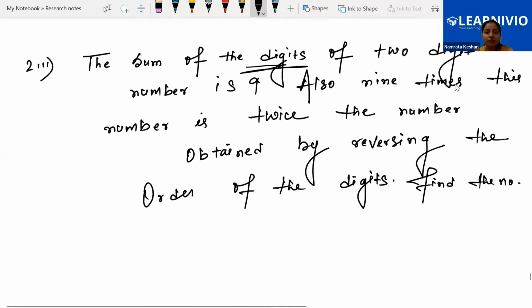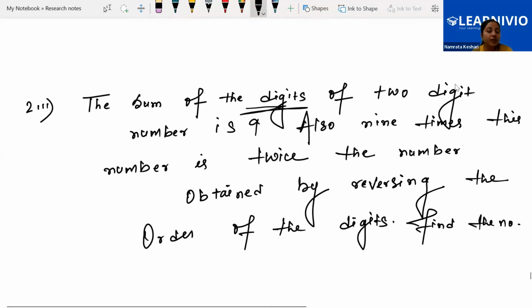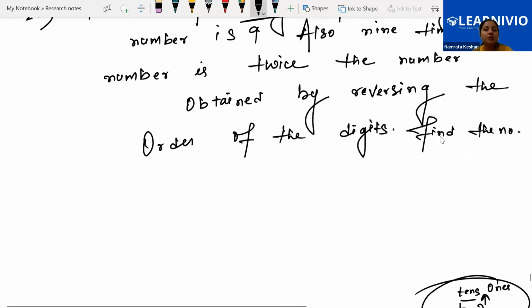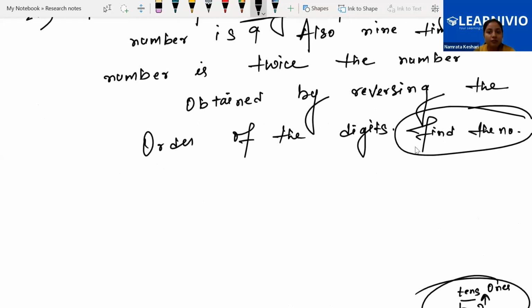Similarly, we are having the sum of the digits of a two digit number. So we will assume the number. See the ask part: find the number. The two digit number we are having, we will assume the number as xy, or maybe you can assume it as yx. Which one do you want to take? Xy or yx? Because both are different.